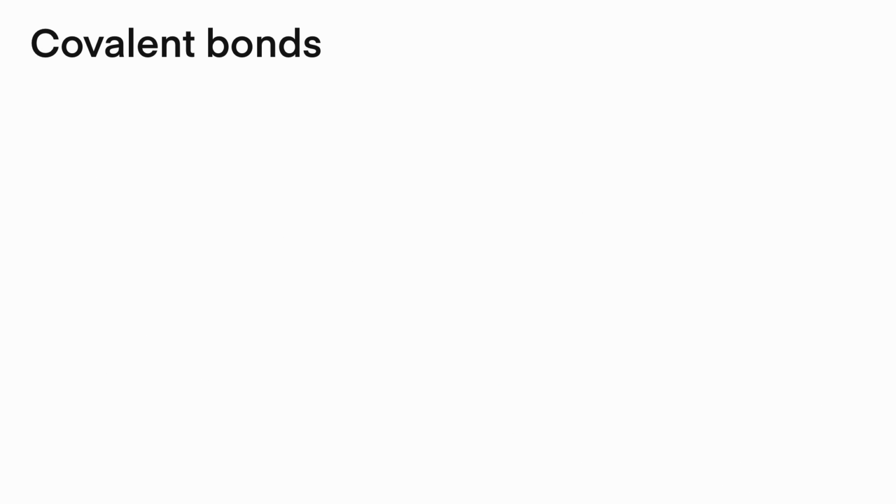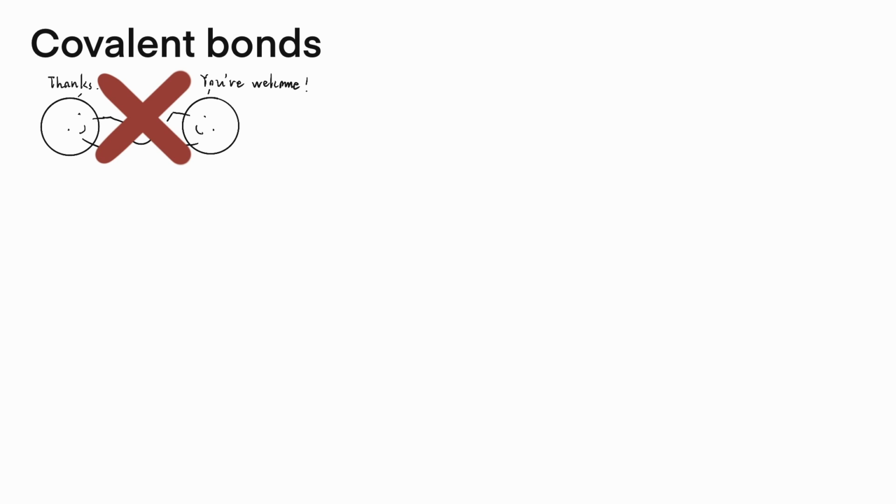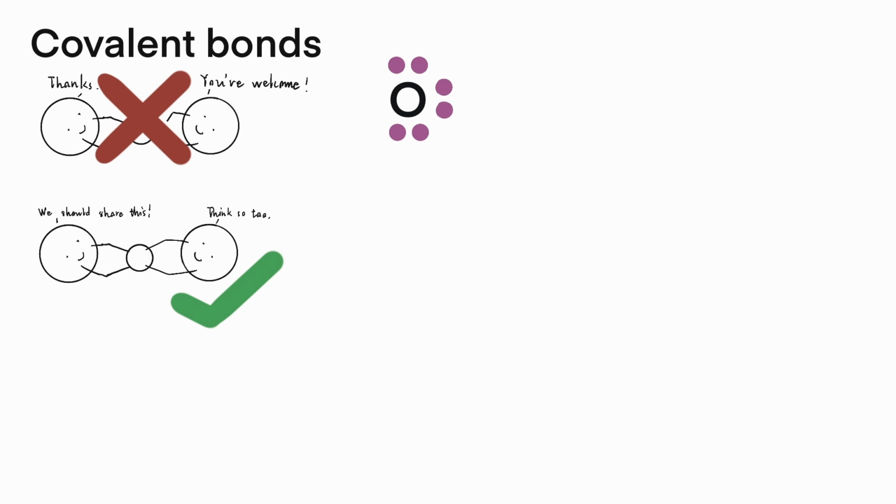Covalent bonds are another thing. Atoms don't give or take away valence electrons. Instead, they share them. For example, an oxygen atom has 6 valence electrons and wants to get another 2. So it shares them with another. That's how oxygen forms. Covalent bonds can be different depending on the number of electrons shared.